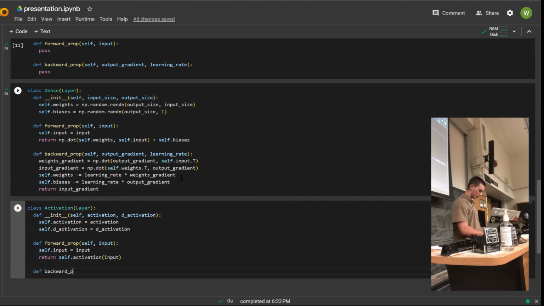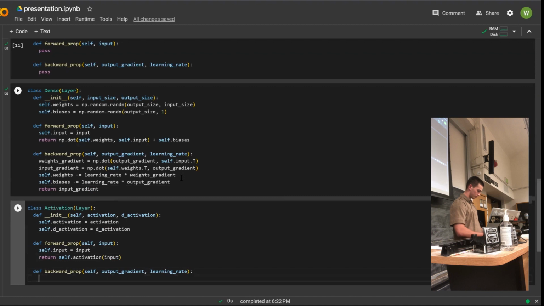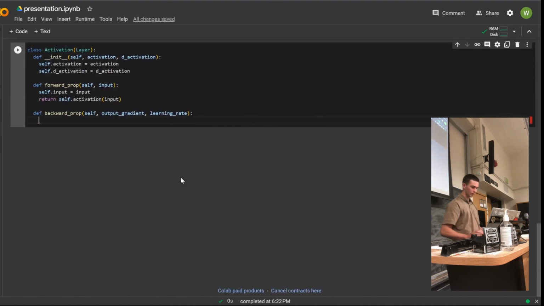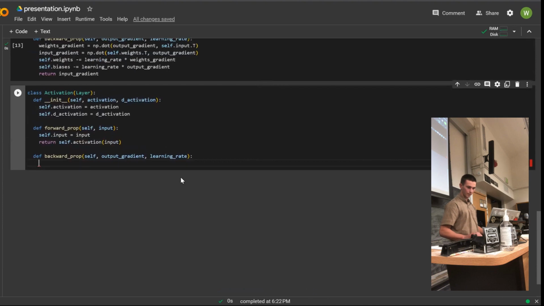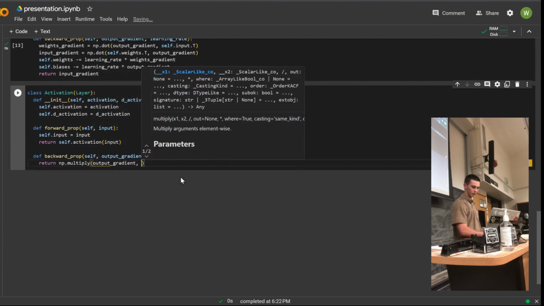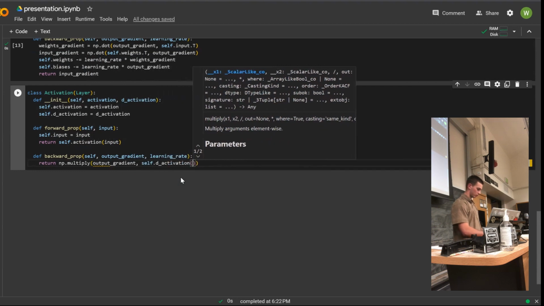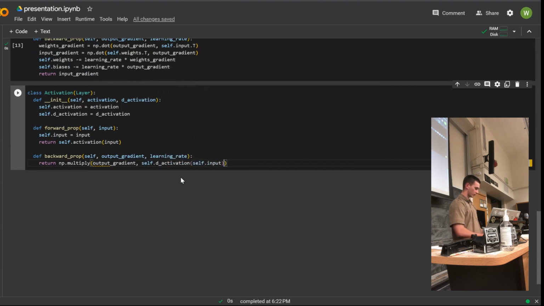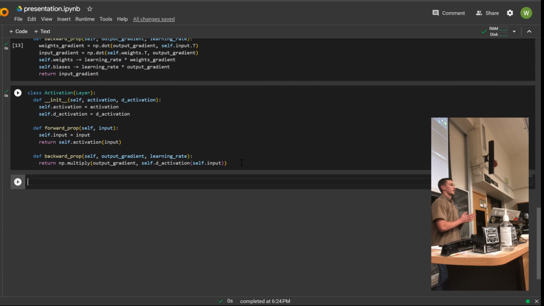Okay, and then the backward propagation. This was where we had that Hadamard product between f prime of x and the derivative with respect to y. np.multiply does an element-wise multiplication here. And this is just computing f prime of the input, right? Okay, that's our activation layer.